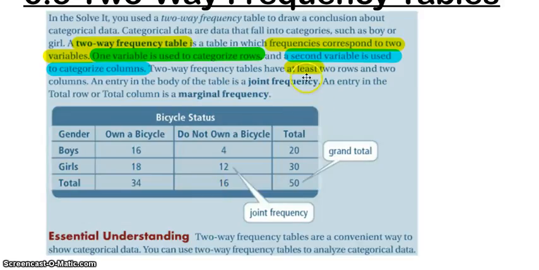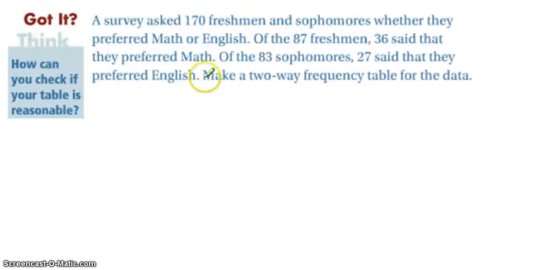And we see that there's at least two rows and two columns. There could be more. And we'll see examples of that as we go. Joint frequency comes inside of the table, and an entry in the total row or total column is marginal frequency. So go ahead and make a two-way frequency table to represent this data.